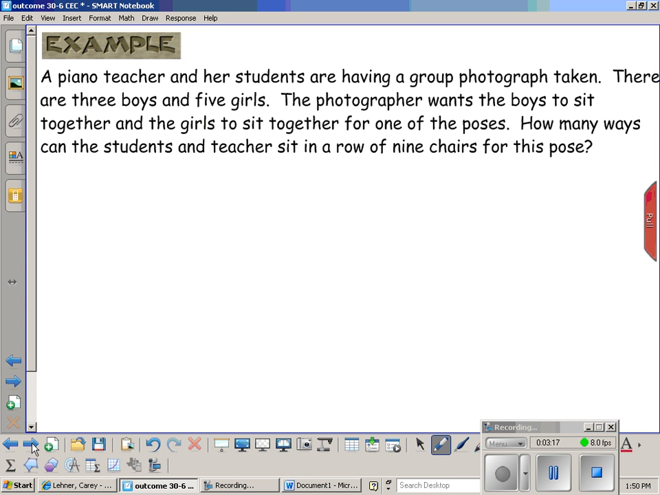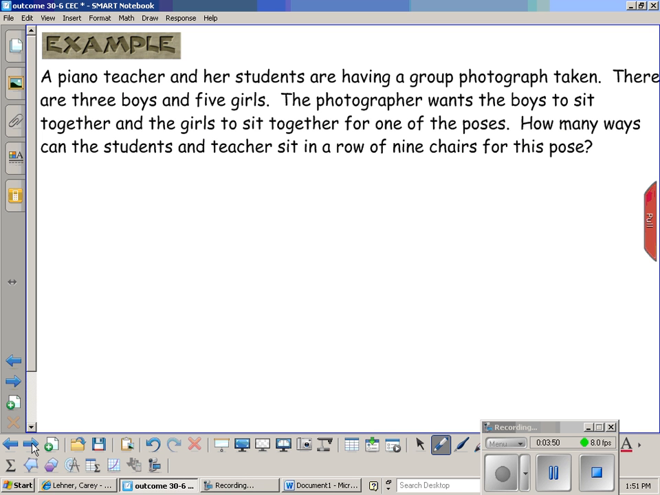So we've got a piano teacher and her students are having a group photograph taken. There are 3 boys and 5 girls. The photographer wants the boys to sit together and the girls to sit together for one of the poses. How many ways can the students and teacher sit in a row of 9 chairs for this pose? So there's a lot of information here. All right, and we want to figure out, does order matter or does order not matter?